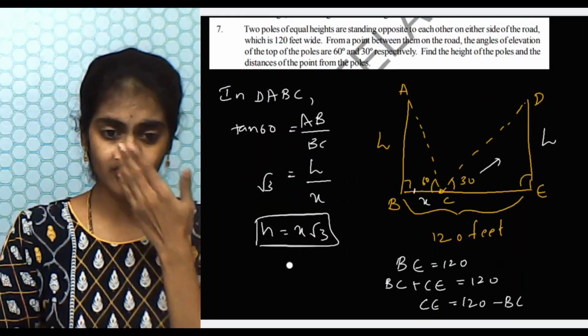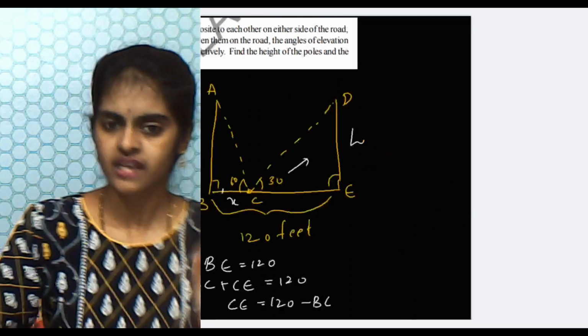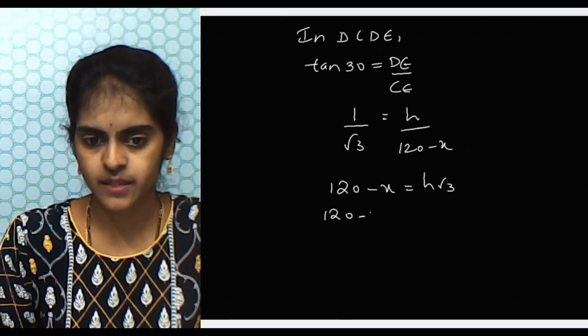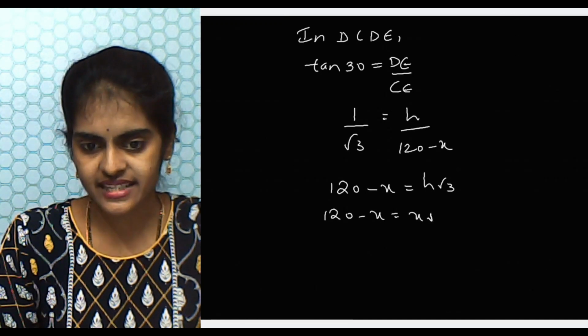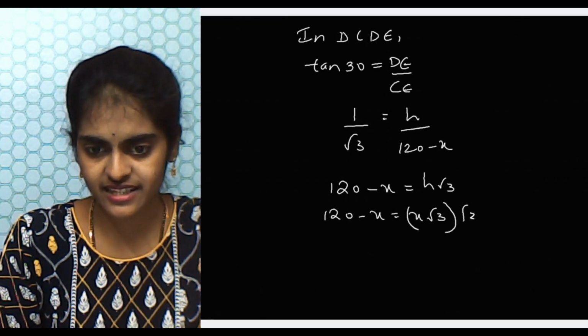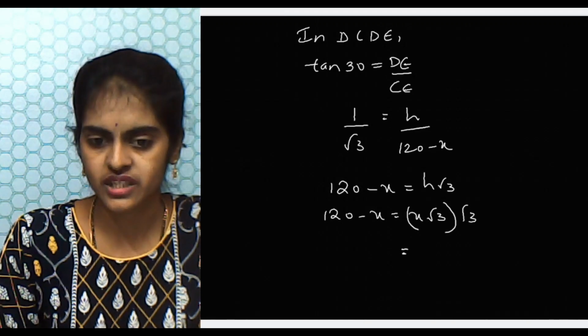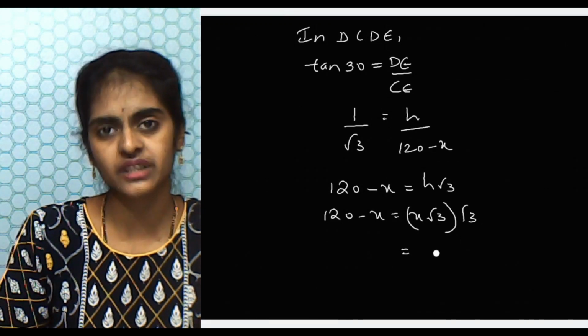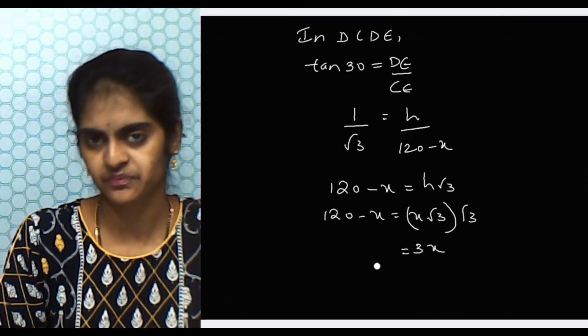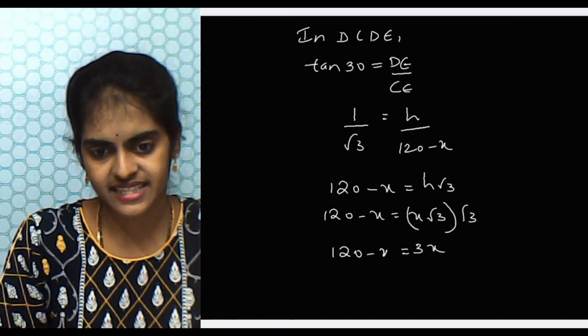But what is the value of H? H you have is X root 3. Substitute here. So it is 120 minus X equals X root 3 into root 3. H is X root 3, isn't it? So this is nothing but X into root 3 into root 3, which is 3. So this is 3X. So 120 minus X is 3X.